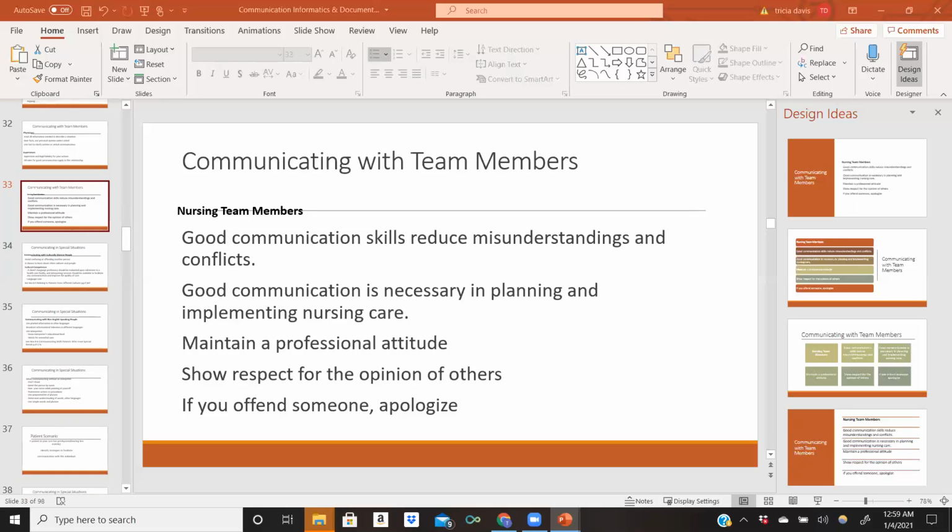You want to maintain a professional attitude at all times when you're communicating with patients, family members, and other members of the healthcare team. You want to show respect for the opinion of others, whether or not you share that opinion. And if you offend someone, even if you don't think you did, then you want to apologize. Because if a patient or anyone says that you made them feel a certain way, then you did, whether you meant to or not. So you need to recognize it, own it, and then apologize.